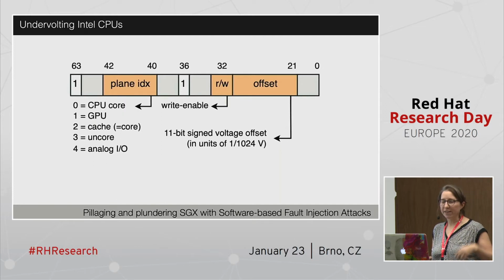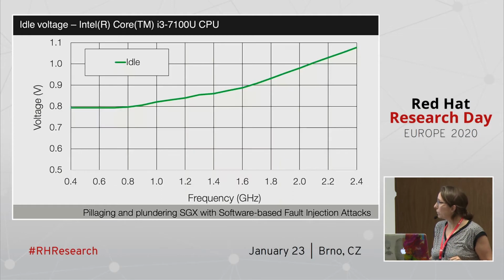So you have a plane ID. That bit is just saying, what is it that you want to change? And in this case, we're just changing the core. You also have to change the cache, which actually shares the same voltage plane. And the offset just says, am I going up or down, and then by how much? So let's use it. Let's see if we can do this and undervolt our Intel machine. First thing I did is I just ran a test to find out what the base voltage was when the machine's doing nothing.